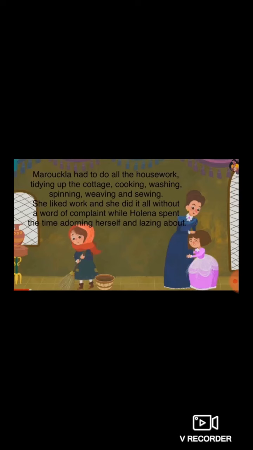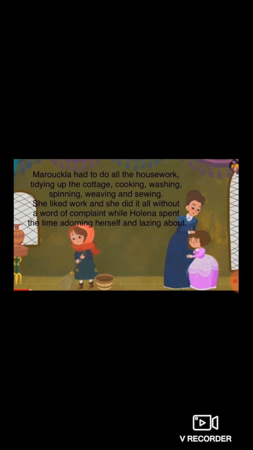Marukla had to do all the housework, tidying up the cottage, cooking, washing, spinning, weaving, and sewing. She liked work and she did it all without a word of complaint. Marukla used to do all types of work. While Helena spent the time adorning herself. Adorning means decorating herself, and lazing about.